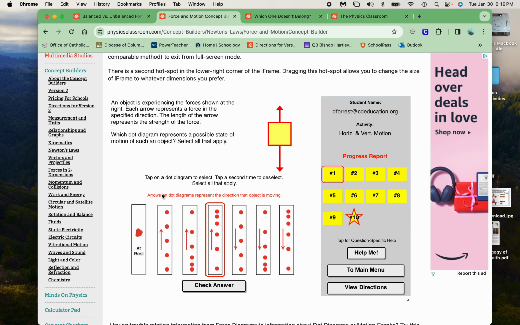And again, notice the arrows on the dots represent the direction that the object's moving. Notice, by the way, for both of these, even though the directions are different, the spacing of the dots looks the same. So if you're going down, you're speeding up and the dots are getting further apart. If you're moving up, you're slowing down. The dots are getting closer together.